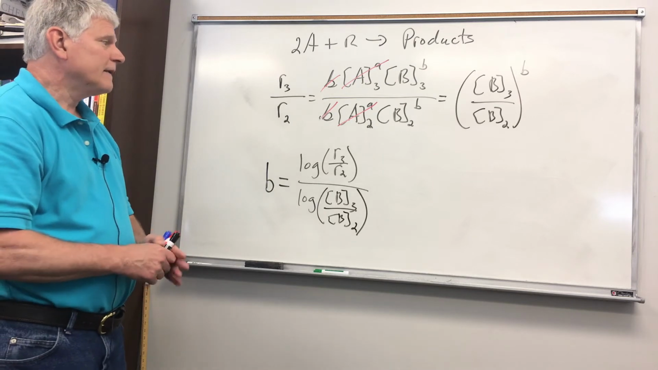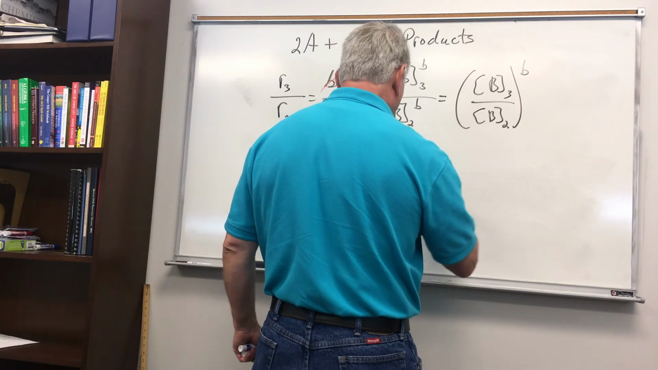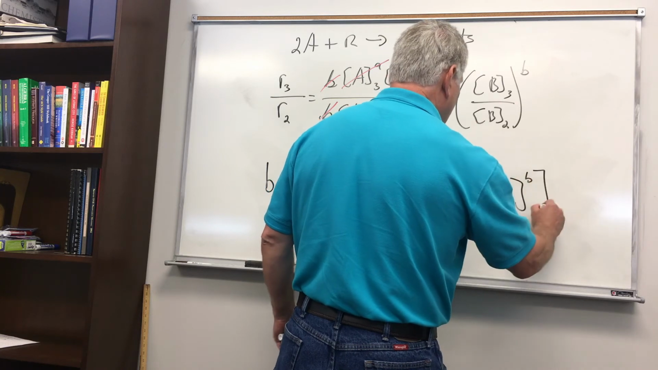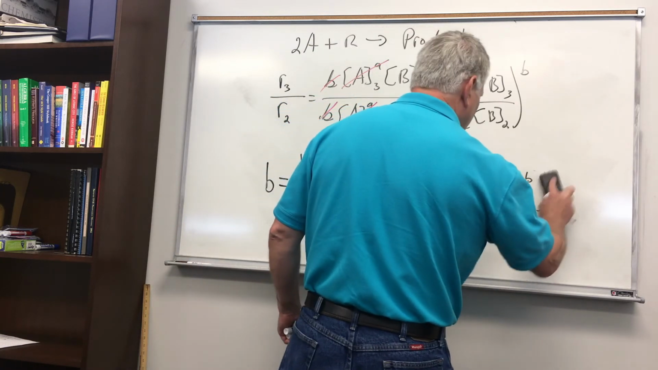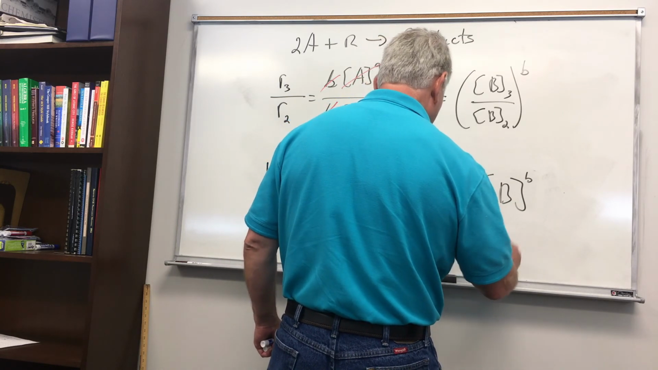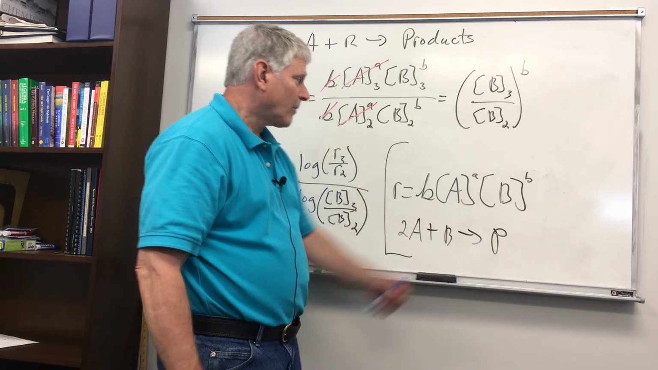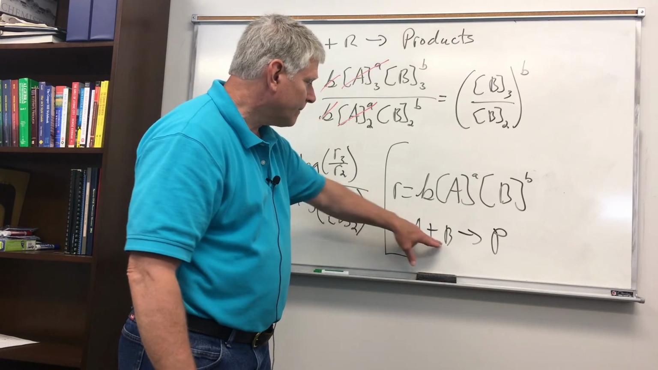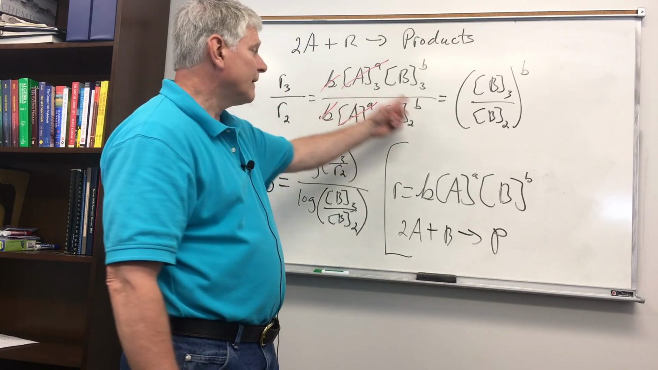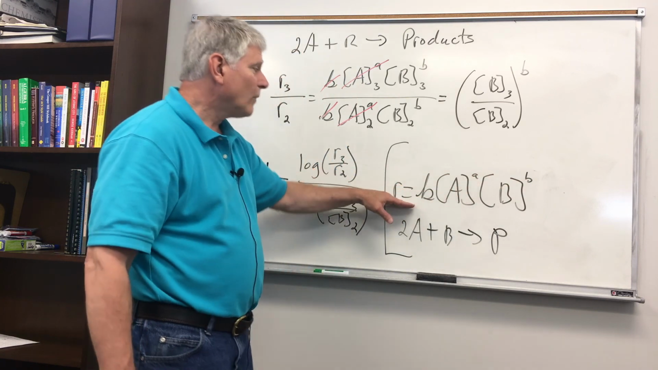So this is how I find the exponents in my rate expression. So if I have this reaction where I have reactants A and B giving products, I can't just use the stoichiometric coefficients for these powers. I have to find them experimentally, and so this is the way I can find them experimentally. And then once I know these coefficients, then I know the rate expression.